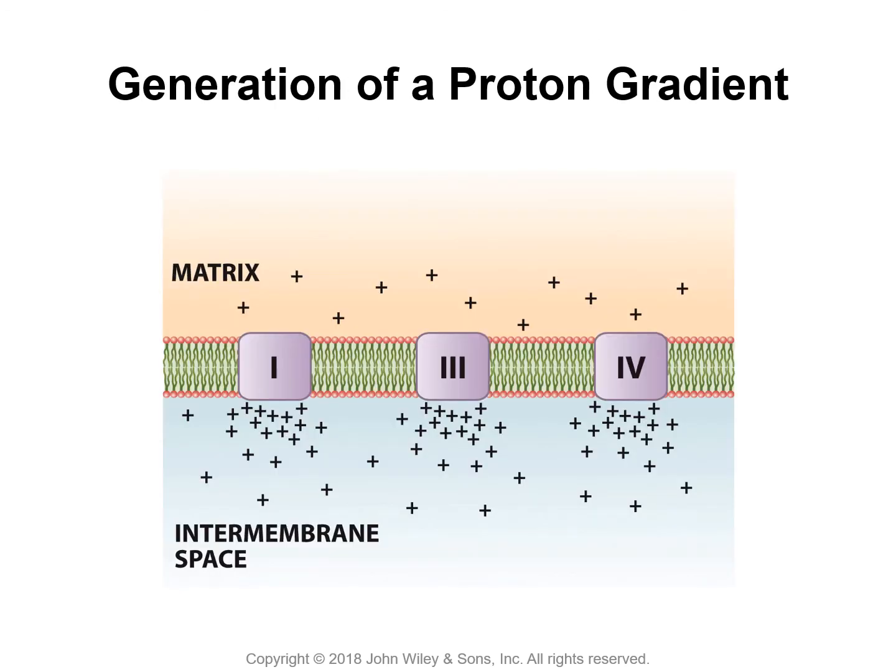Now, right here, what you see is the generation of a proton gradient during the oxidation reduction reaction catalyzed by mitochondrial complexes 1, 3, and 4. Protons are translocated out of the matrix into the intermembrane space. This creates an imbalance in both proton concentration and electric charge.